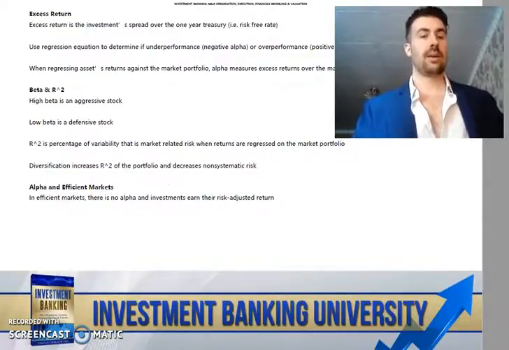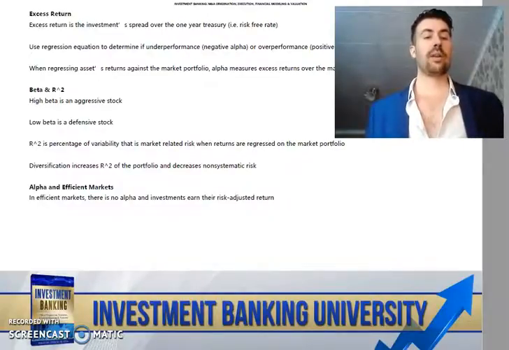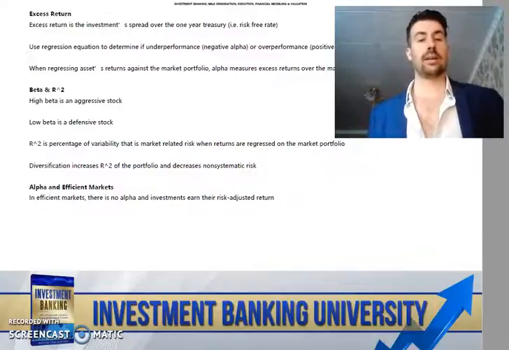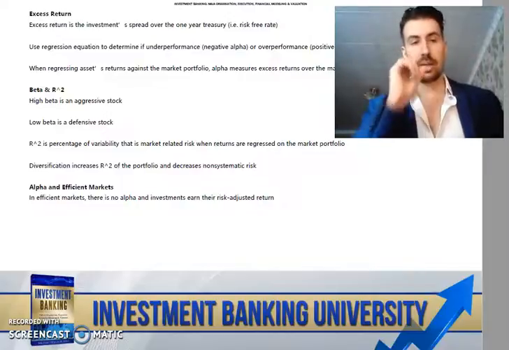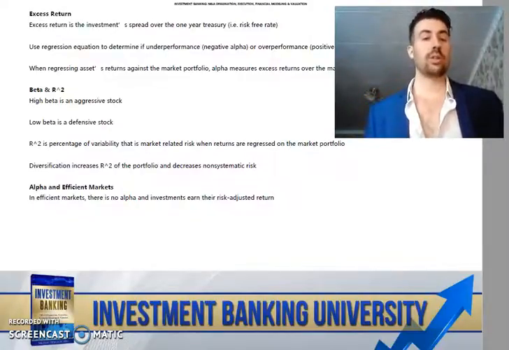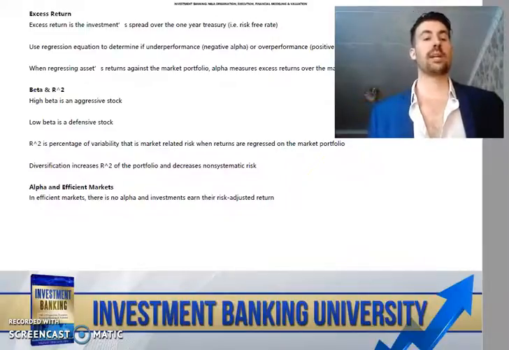That's what we're asking. In terms of excess returns, excess return is the investment spread over the one-year treasury, the risk-free rate, because we're comparing the investment returns to a different asset that's available for us to purchase, which is the risk-free rate. It's not just measured in isolation. And we use a regression equation to determine if there is underperformance, negative alpha, or overperformance, positive alpha.